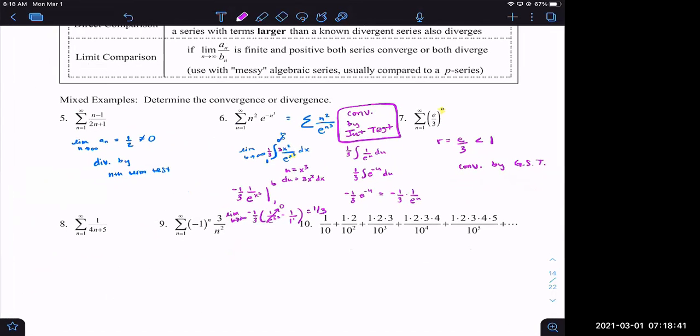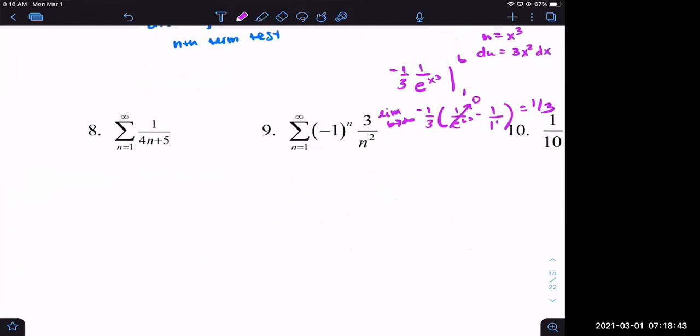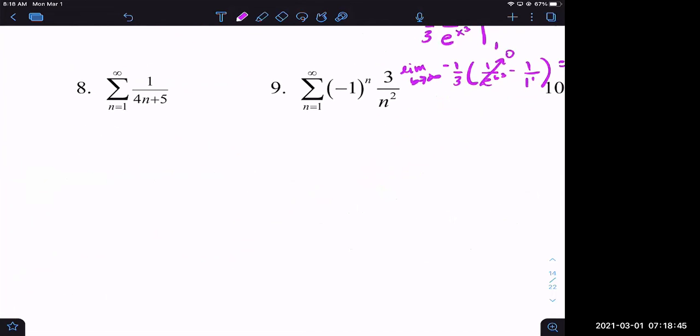Okay. What do you think about number 8? What's your hunch? Do you think it's going to converge or diverge? I've heard both. What if I compare it to a series that's really close to it? What series is probably going to behave the same way? 1 over n. You guys agree those are probably going to behave the same way? Multiplying by 4 and adding 5 as we go to infinity isn't going to make a difference.